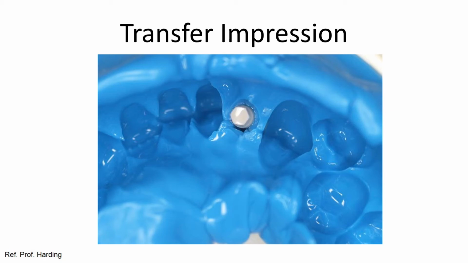And as I've said previously, if you're doing either delayed loading or immediate loading, the passive fit of the eventual restoration is essential. If you don't have a good accurate fit, then the loads will not be distributed evenly to the implants. Some implants will end up taking the brunt of the load. It will be traumatic loading. You will get motion or movement of that implant, and you will get osseointegration failure. So our impression technique, especially if we're going to be doing any form of immediate loading, is absolutely paramount.